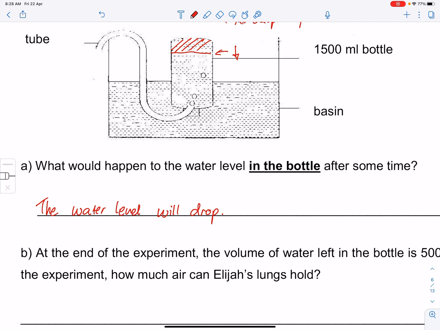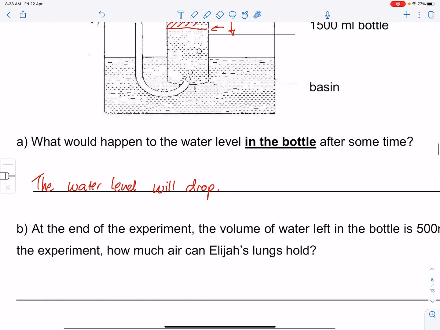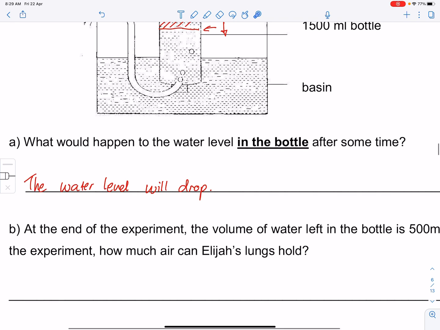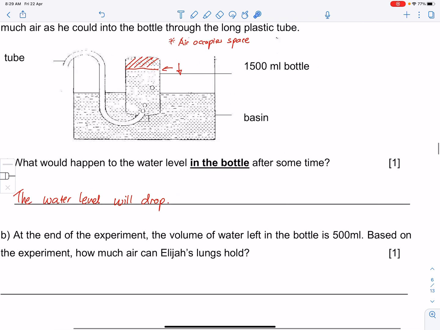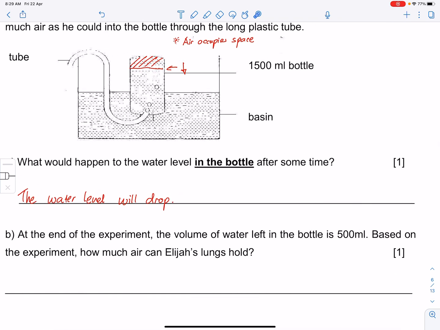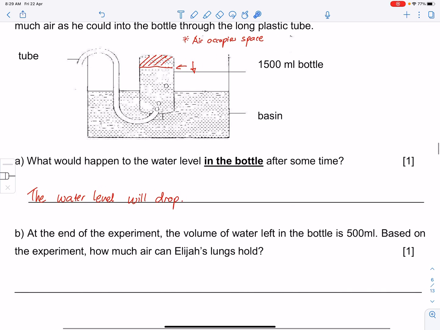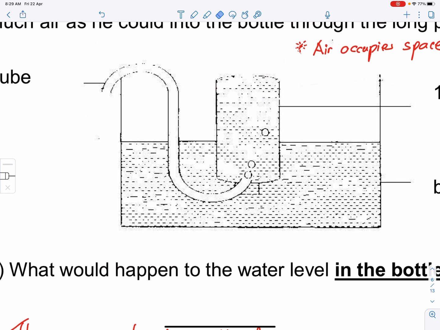Okay? Next, at the end of the experiment, the volume of water left in the bottle is 500 ml. Based on the experiment, how much air can Elijah's lungs hold? So let me clear this whole thing. So we have a fresh canvas to start on.